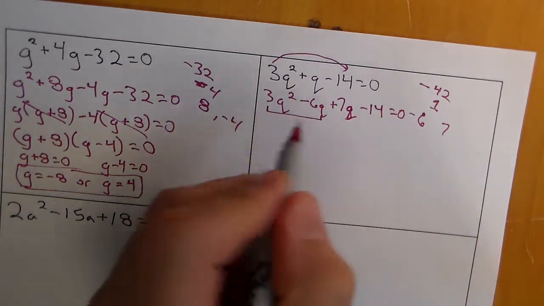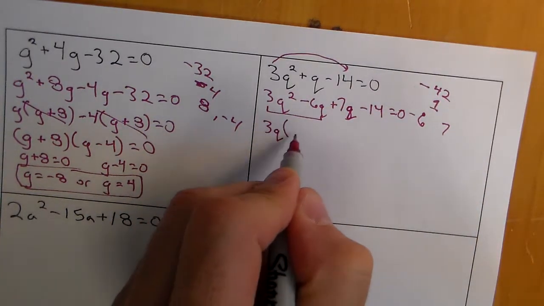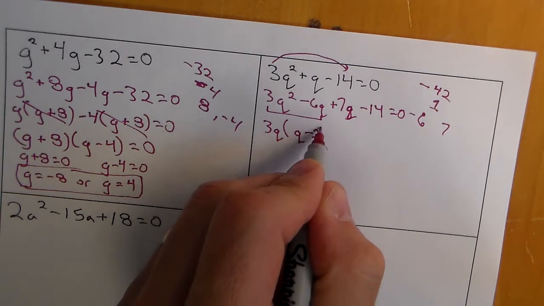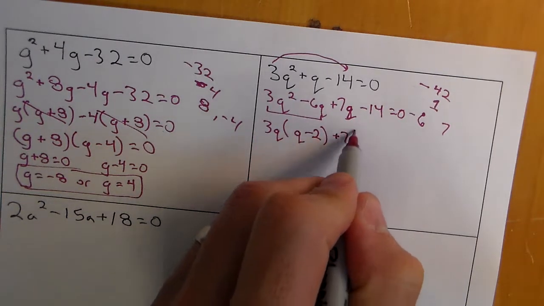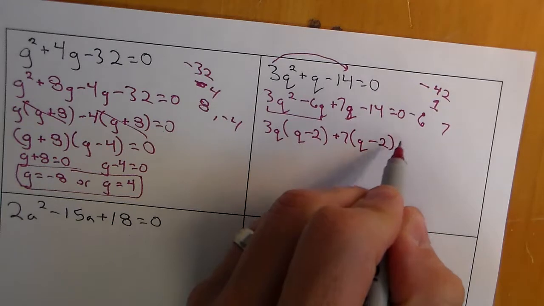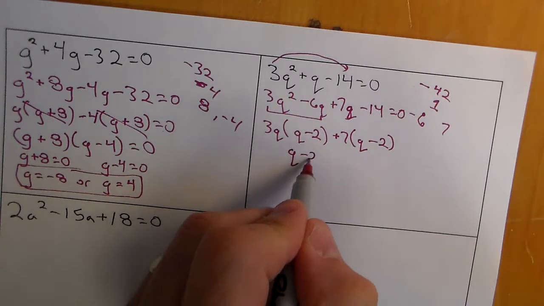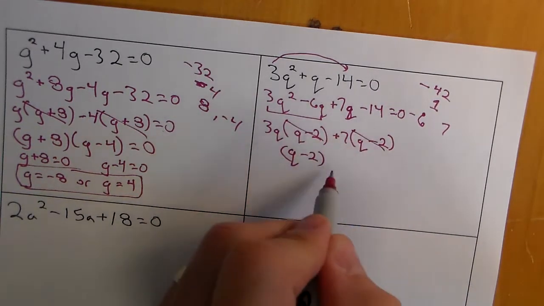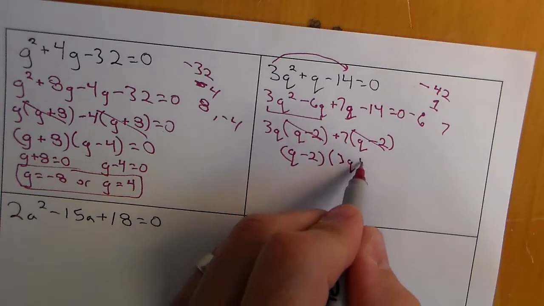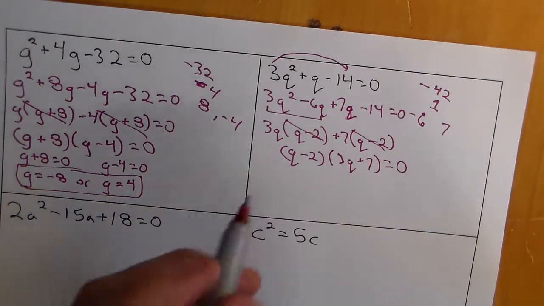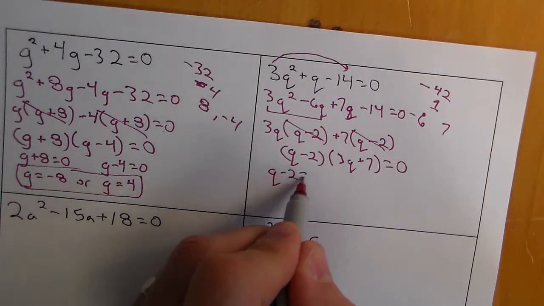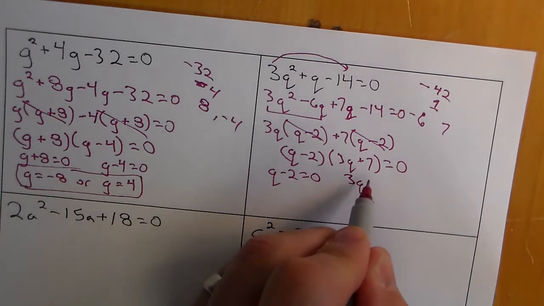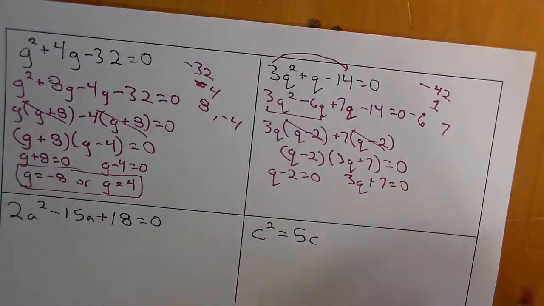Factor the first two terms, I can take out a 3q, and that leaves me with q minus 2. The next two I can factor out a 7, and that leaves me with q minus 2. Q minus 2 is the common term. 3q plus 7 is left. So now I have q minus 2 equals 0, and 3q plus 7 equals 0.